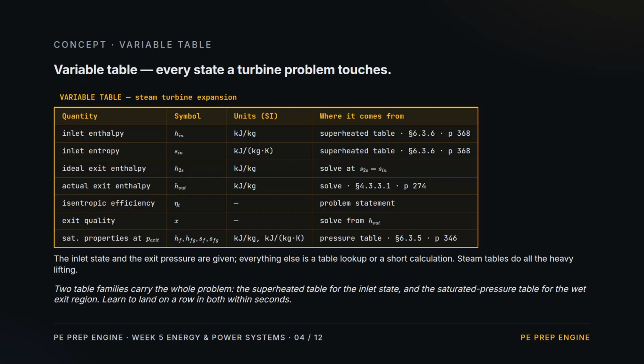The variable table for a turbine problem. Inlet enthalpy and entropy come from the superheated steam table. The ideal exit enthalpy, H2s, you solve at constant entropy. The actual exit enthalpy follows from efficiency. Exit quality comes from the actual enthalpy. And the saturation properties at the exit pressure, HF, HFG, SF, SFG, come from the pressure table. The inlet state and exit pressure are given. Everything else is a lookup or a short calculation.